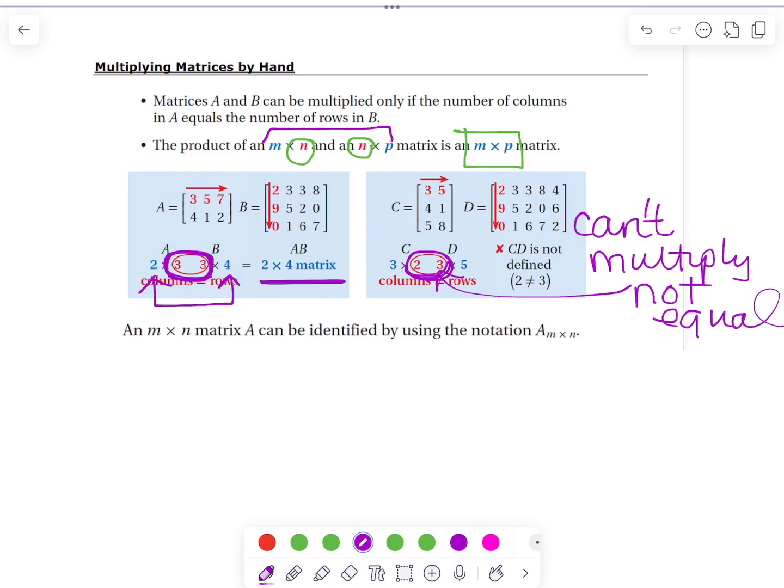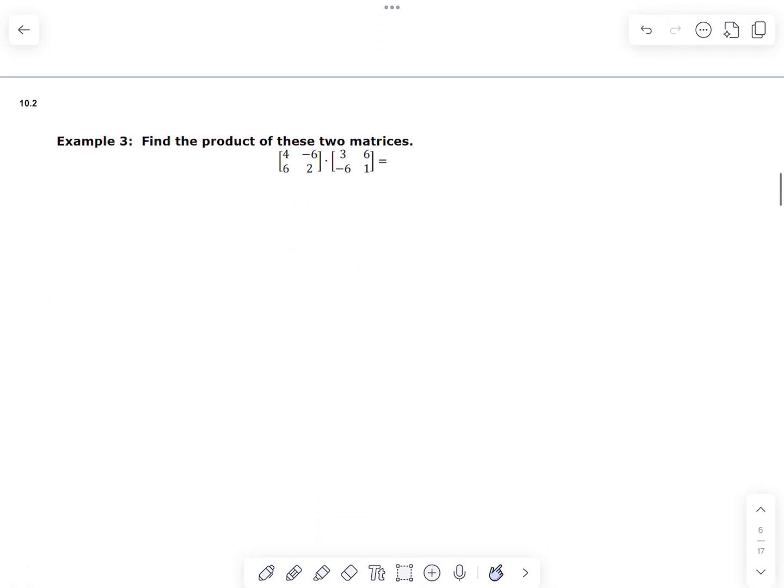So not every set of matrices can you multiply together. Again, you have to have these inside numbers exactly the same, and if that's the case, then the outside numbers will produce the dimensions.